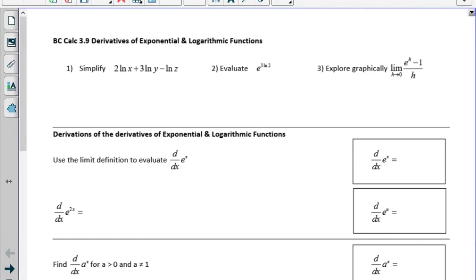Please take a minute or two and do the 3 warm-up problems at the top. Answers will be shown shortly.